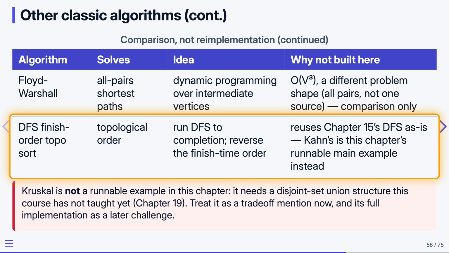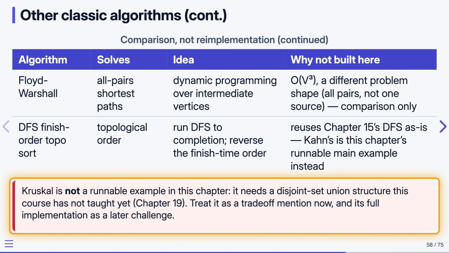And there is a second way to do a topological sort. Run DFS to completion, then reverse the finish time order. That one reuses Chapter 15's DFS as is, so Kahn's is the runnable main example here instead. One scope note. Kruskal is not a runnable example in this chapter. It needs a disjoint set union structure this course has not taught yet, which is Chapter 19. Treat it as a trade-off mention now, and its full implementation as a later challenge.